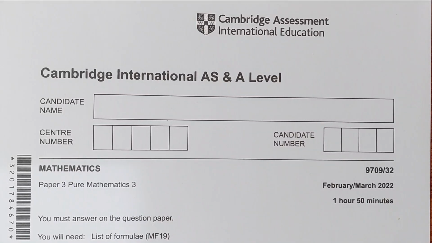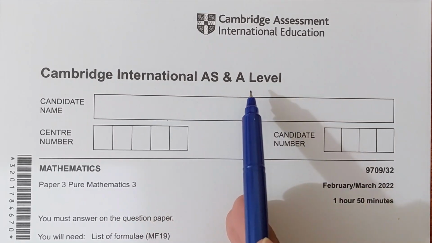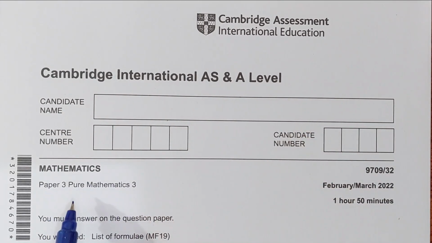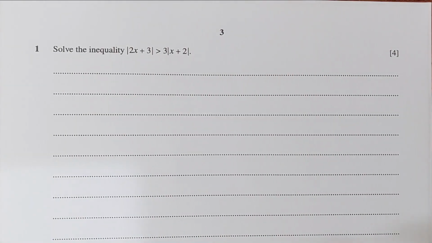Hi everyone, in this video I'm going to solve Cambridge International AS and A levels Mathematics Pure Maths 3 Paper 3-2 in the February-March 2022 session. So let's start with the first question. Question number 1, solve the inequality.